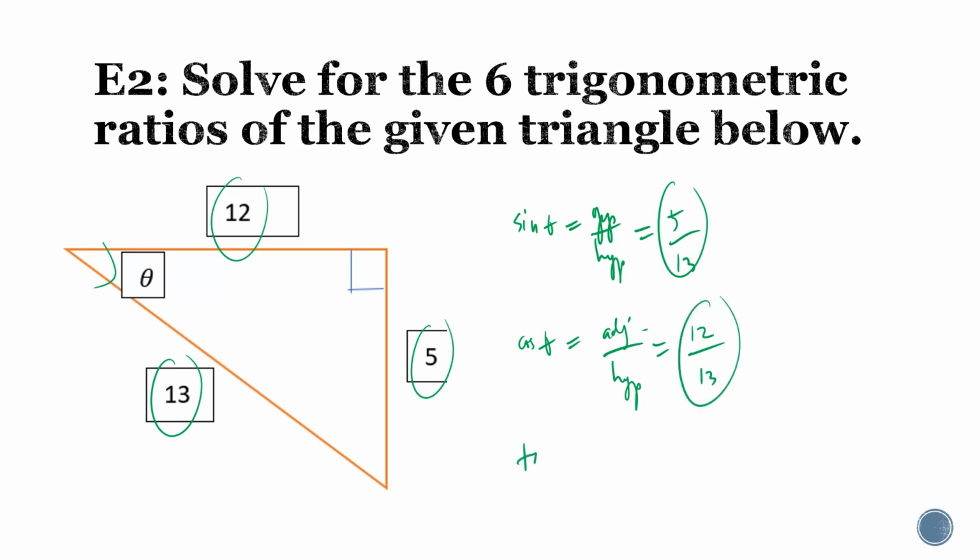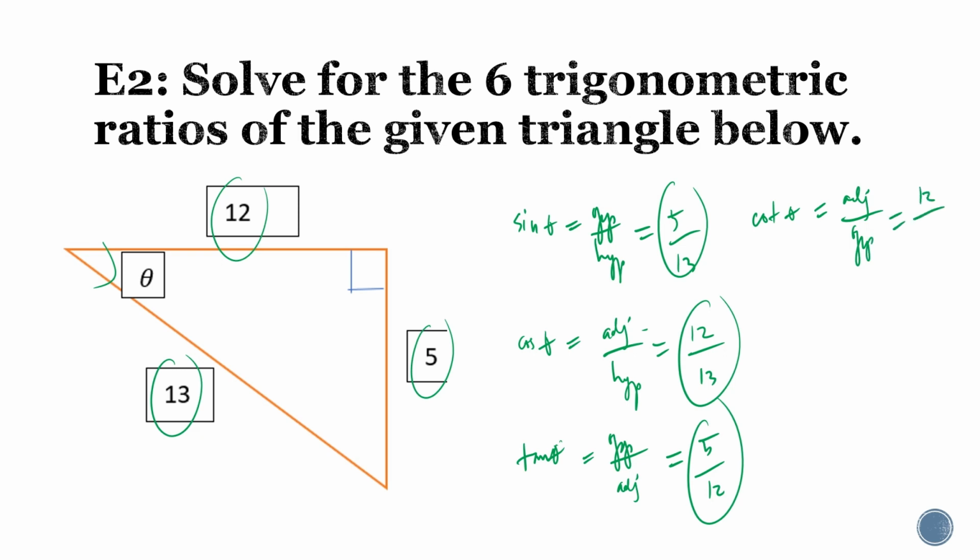Then next, tangent theta is equal to opposite over adjacent, or sine theta over cos theta, or y over x, is equal to 5 over 12. Next is the reciprocal function, starting from cot theta, which is equal to adjacent over opposite. So our adjacent side here is 12 over 5, right? Yes. Next is secant theta.